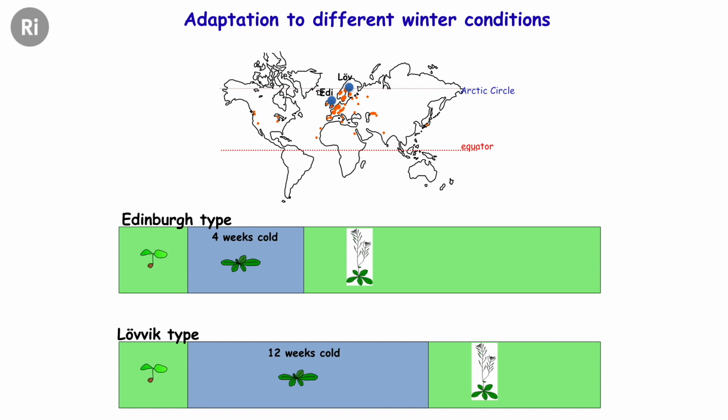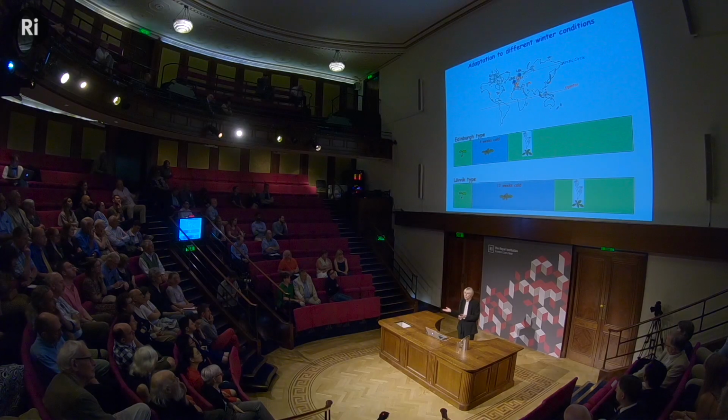And what we found was actually they needed different weeks of cold to get the same effect. So what I've said so far is, give it weeks of cold, it will silence this gene. And that silencing is required to allow all of the various other activators to function and for the plants to flower. But actually, the type from Edinburgh only needed 4 weeks, whereas the one from northern Sweden needed 12 weeks. Well, that fits, winter's longer in northern Sweden, but what has changed to allow that adaptation to happen?